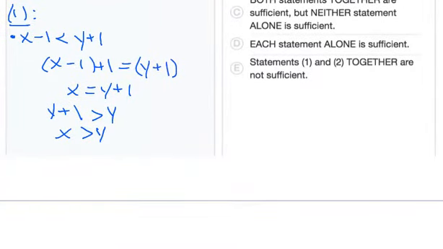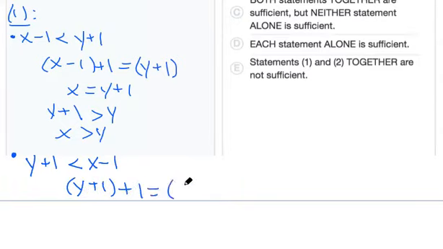The other scenario, since x minus 1 and y plus 1 are consecutive, is that y plus 1 is less than x minus 1. And since they're consecutive, we have that y plus 1 plus 1 equals x minus 1 in this scenario. So simplifying a tad bit, we have that y plus 3 is equal to x.